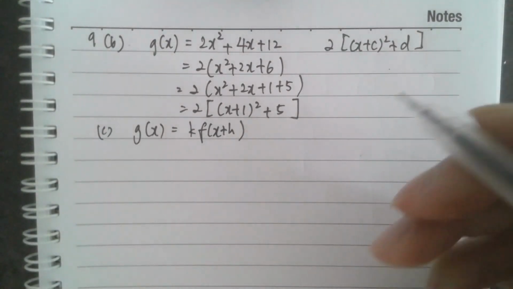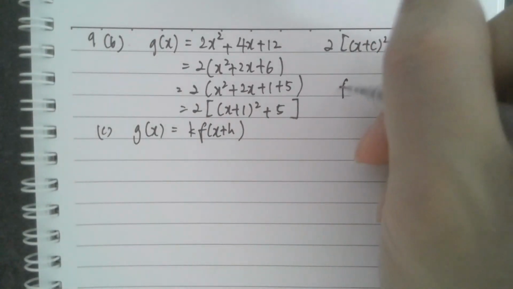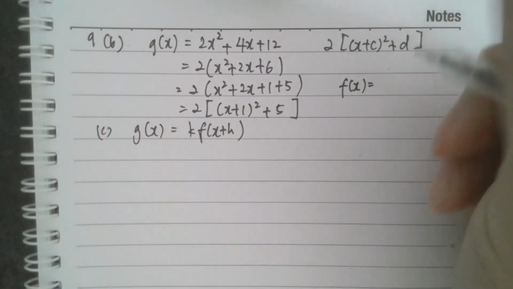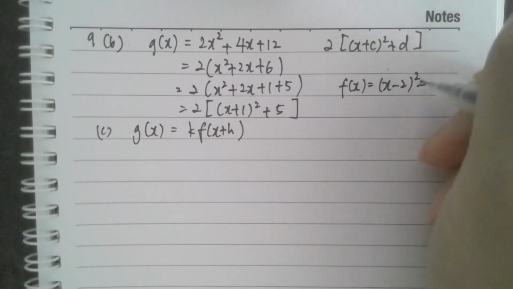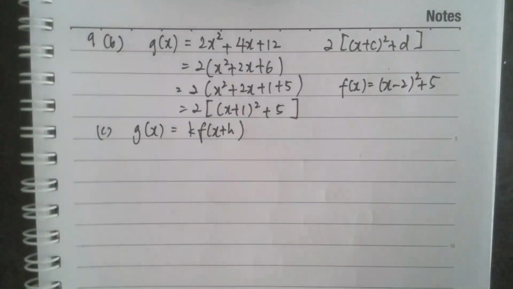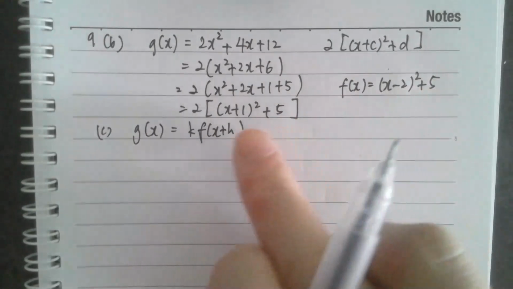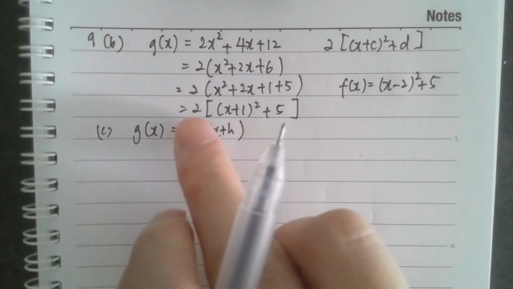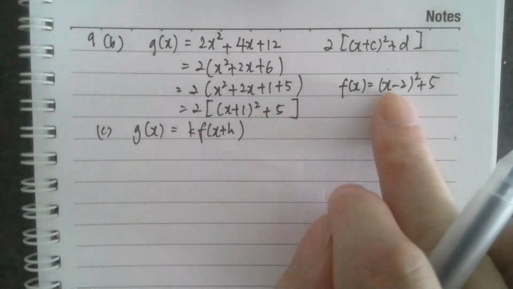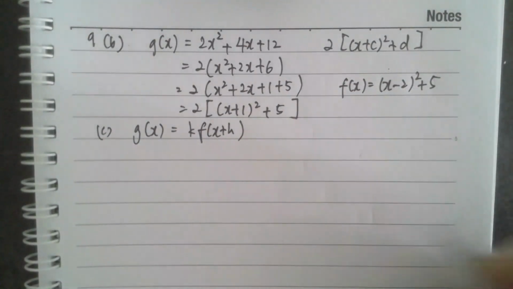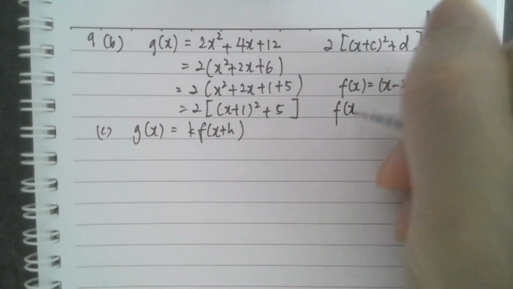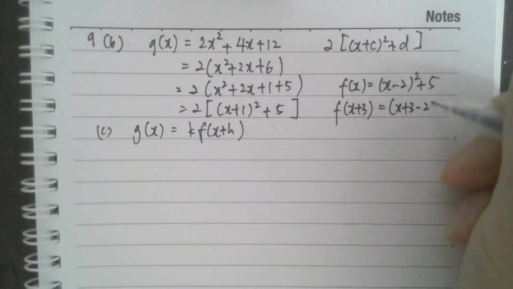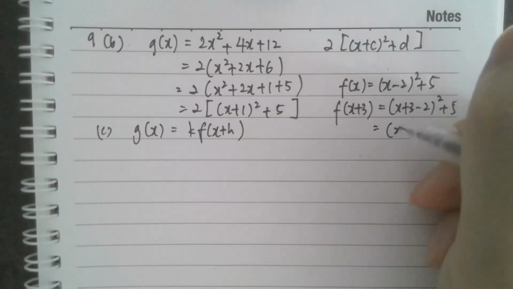Comparing this with f(x), which was previously (x minus 2) squared plus 5, how do we get from here to here? First thing to do, we can ignore the 2 since the 2 is outside, so we can just leave that alone. You can see how we can transform x minus 2 to x plus 1. Essentially, you substitute x plus 3 to give x plus 3 minus 2, and that's just x plus 1.